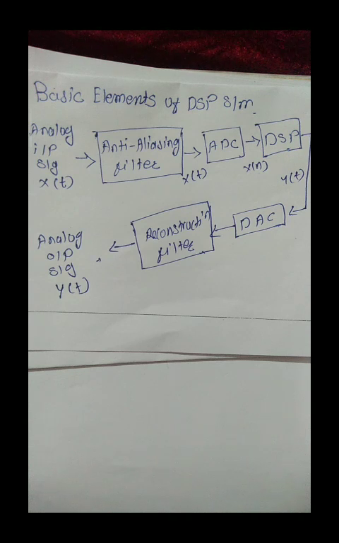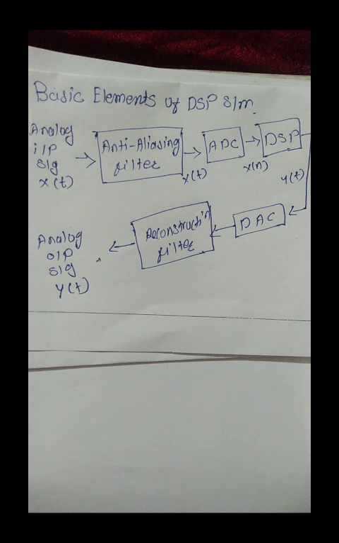See the block diagram. The first block contains the input analog signal, which can be in any form: voice, speech, anything. The input signal is defined as a physical quantity that varies with time, space, or any other independent variable. Anything that carries some information can be called a signal.